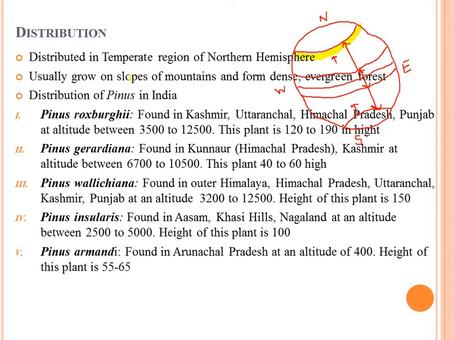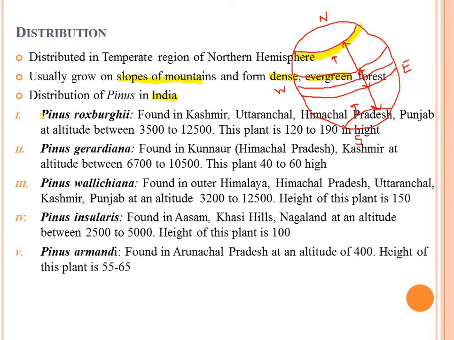They grow on slopes of mountains and form dense evergreen forests. They are also seen on slopes of the Himalaya, meaning they are found on slopes of mountains. Then see the distribution of Pinus in India. There are 6 to 7 species found in India. Out of that we are going to study 5 species and their distribution.